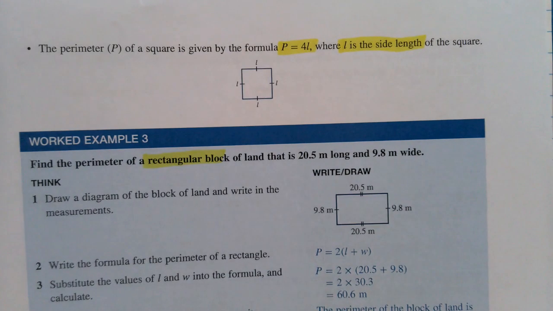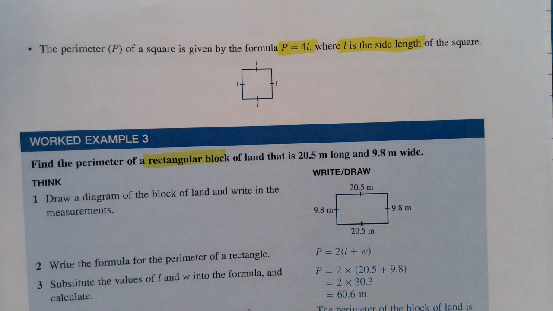The perimeter of a square, you just need to multiply one of those lengths by 4, because that's what a square is. The square has 4 sides that are of equal length, so you only need to multiply one of those lengths by 4 to get that. So you can copy that down too.